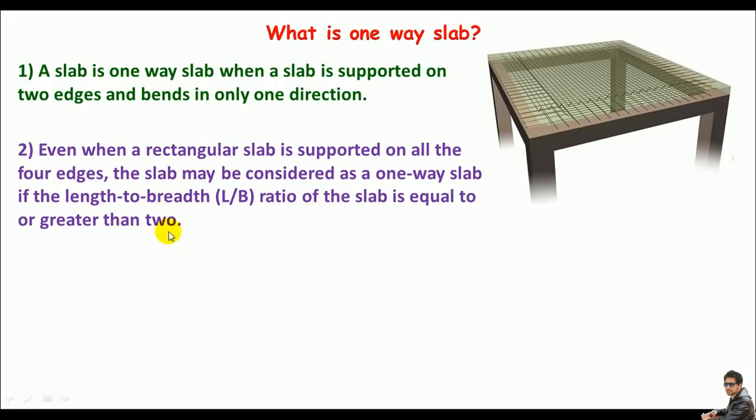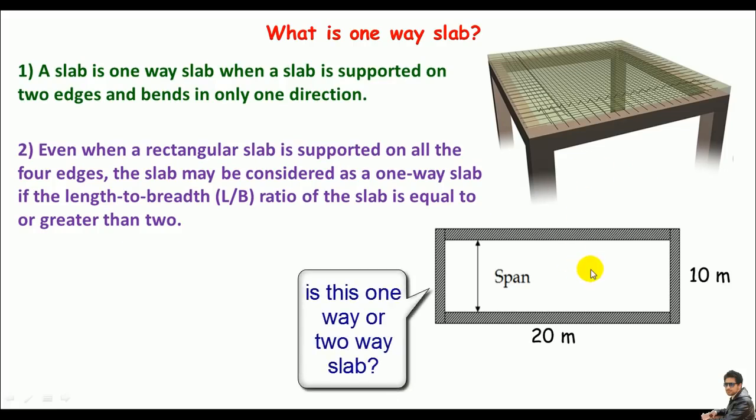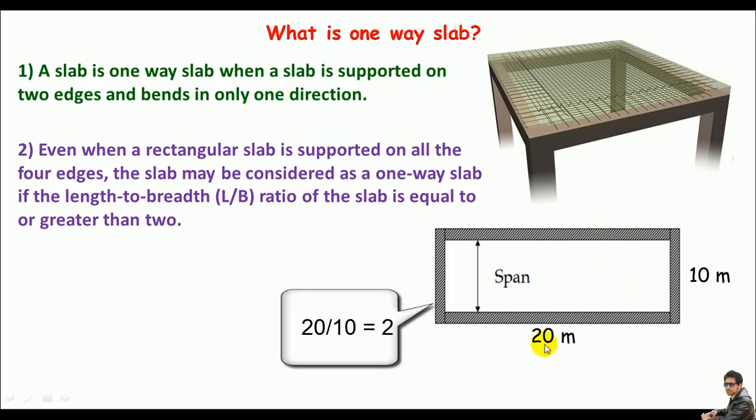Let me draw the plan of the same model. Say this is a rectangular slab with length equals 20 meters and the breadth equals 10 meters. Now is this one-way or two-way? Of course I can decide it's one-way, because 20 divided by 10 is equal to 2. And look at step 2, we learned when the length to breadth ratio is equal to 2, the slab is known as a one-way slab.